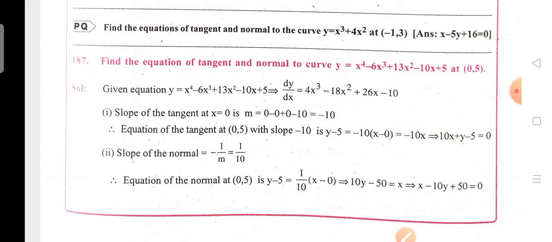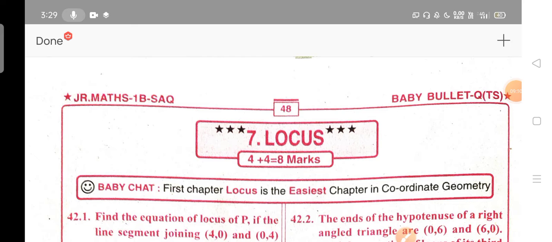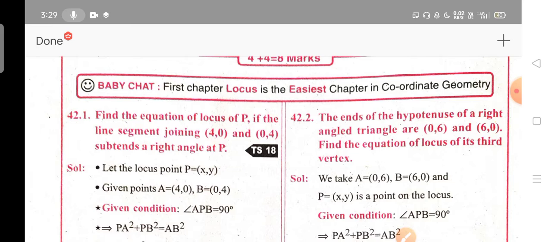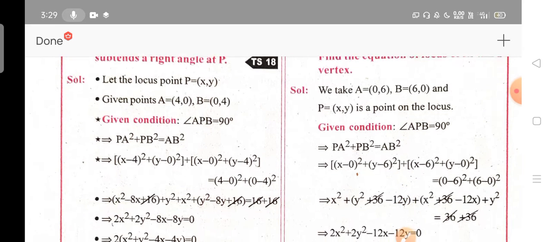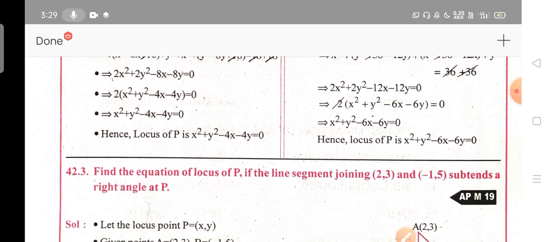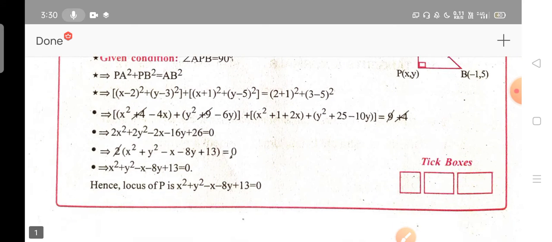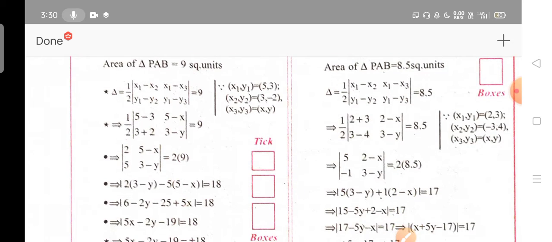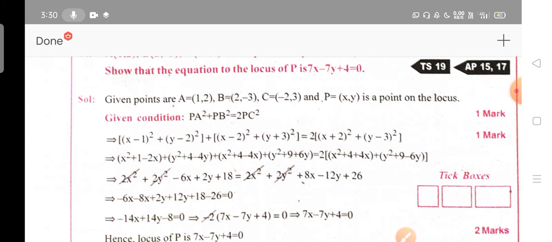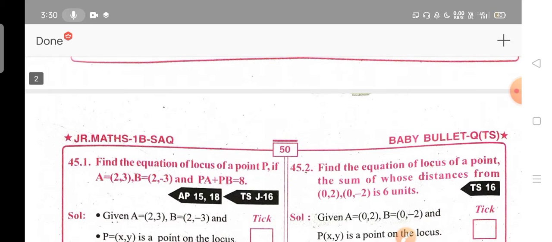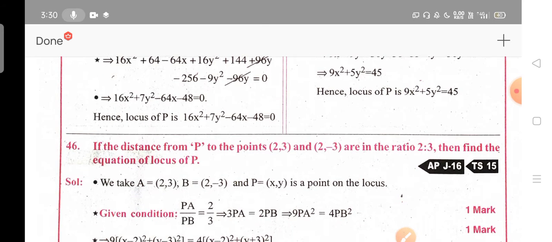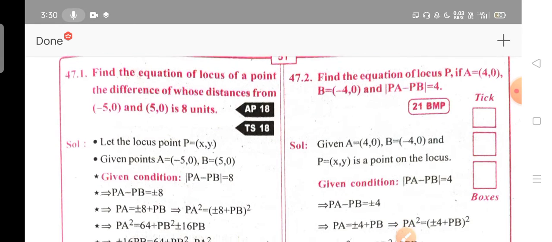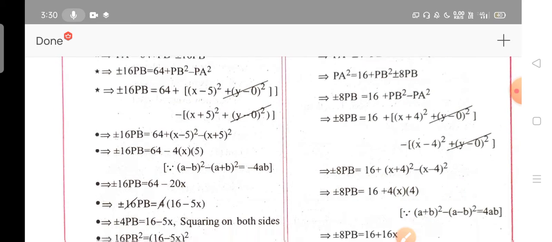Till now I discussed the overall 2 mark questions in Maths 1B. Now I am going to discuss the important questions with the solutions for 4 marks. Locus is the first unit. In this you may have 8 marks weightage. This is also an important question. This is also an important one.